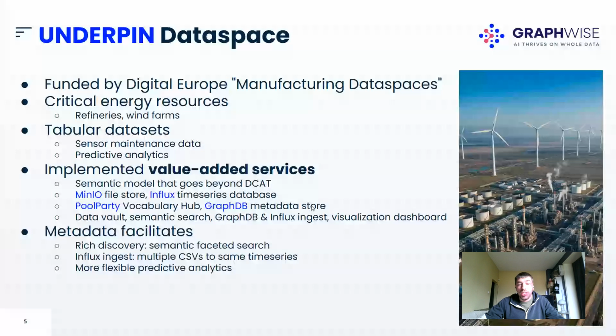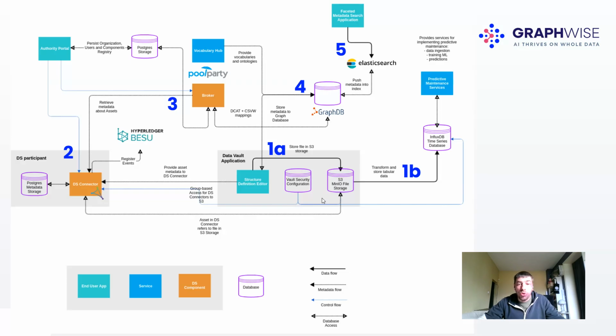It also facilitates direct ingestion of data into Influx and combining multiple CSV files which store consecutive data, for example from the sensors, into one unified time series. This eases up the analysis process. And we also offer flexibility in how the predictive analytics is achieved, as these services can gain a richer description of the different columns within the CSVs or the Influx measurements and figure out what data is relevant to the particular analysis.